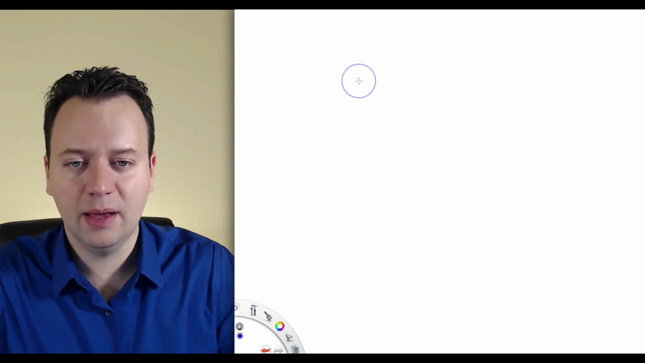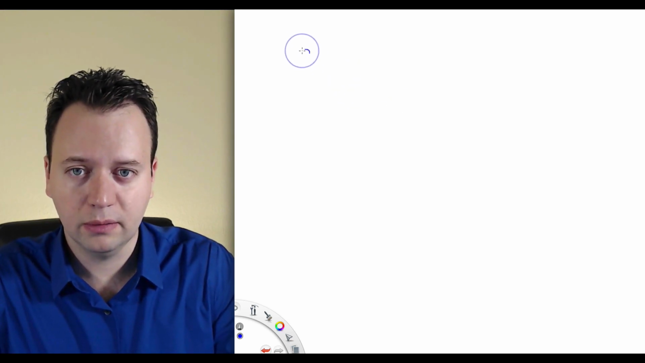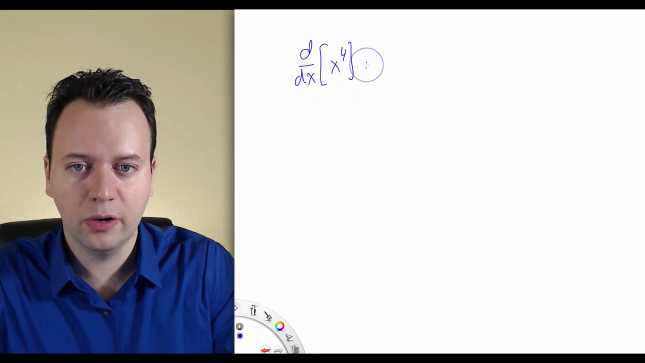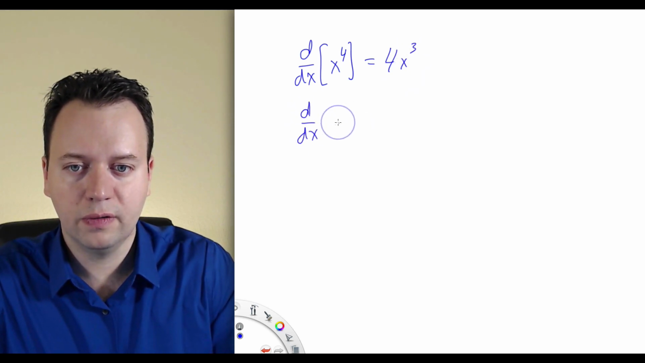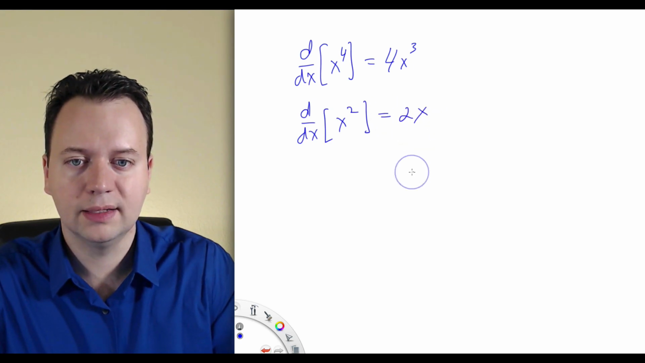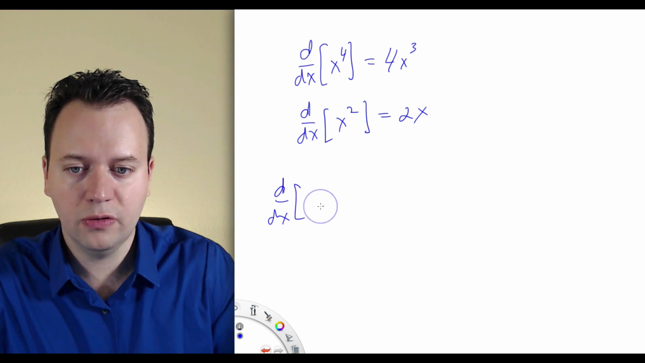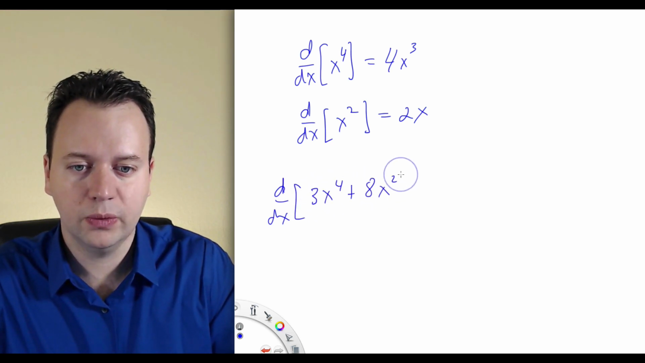So I'll give you an example. I'll say we have a few derivatives that we know, so I'll provide a few derivatives for free. The derivative of x to the fourth is 4x cubed, and the derivative of x squared is 2x. Okay, so then using that information, can we compute the derivative of 3x to the fourth plus 8x squared?